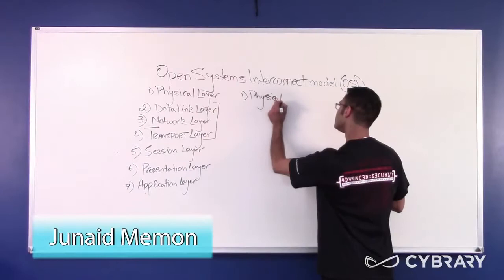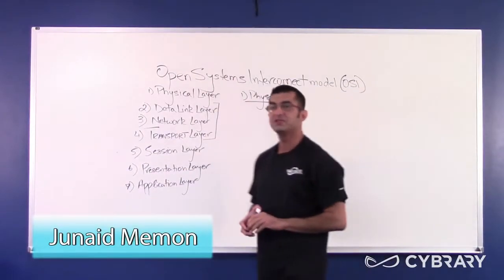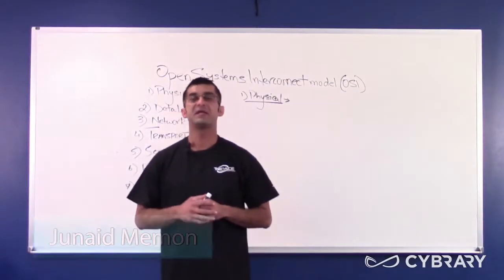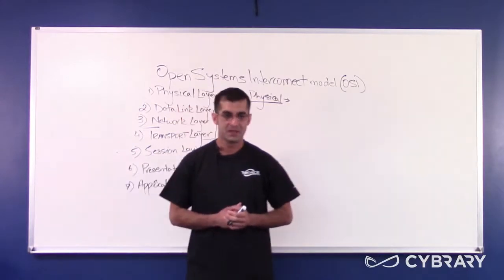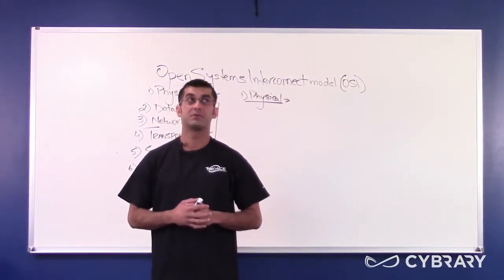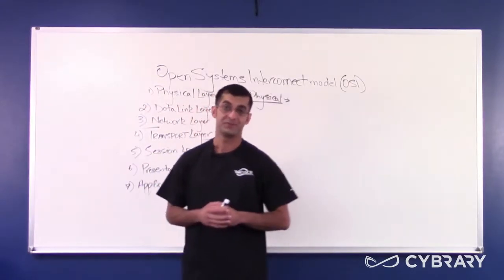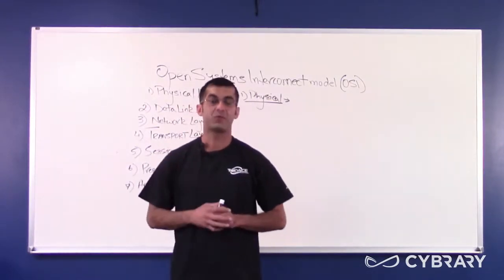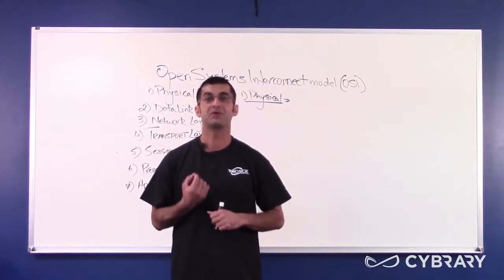Let's get started. The physical layer. The physical layer deals with stuff that you can touch. For example, cables, hubs, and repeaters. These are the three things that work specifically at the physical layer.